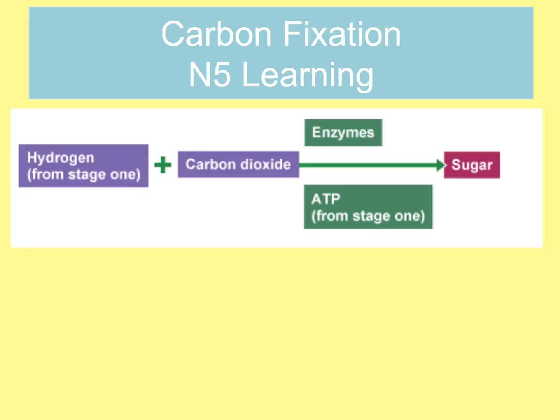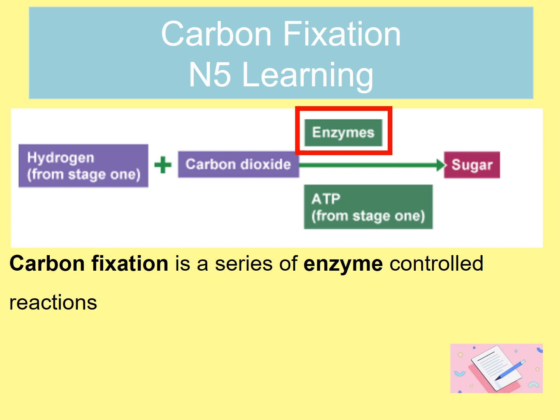Carbon fixation is the second stage of photosynthesis. It occurs in the chloroplast of a cell. Carbon fixation consists of several enzyme-controlled reactions. Take your time to make sure that you have noted down this key learning point.